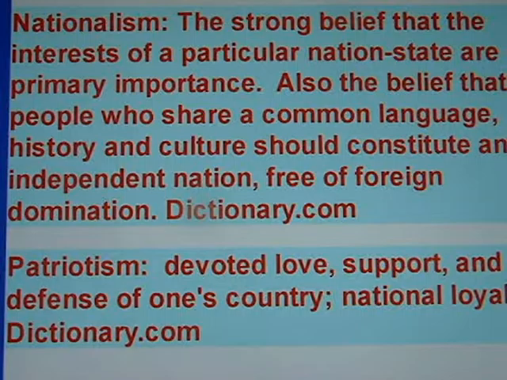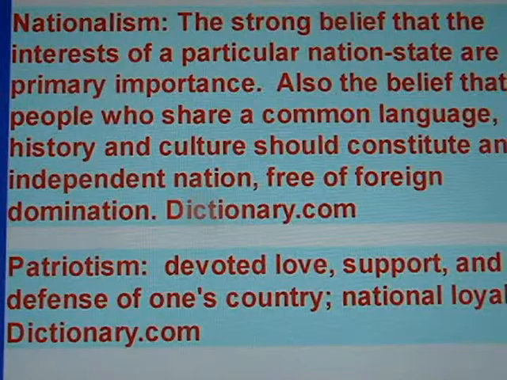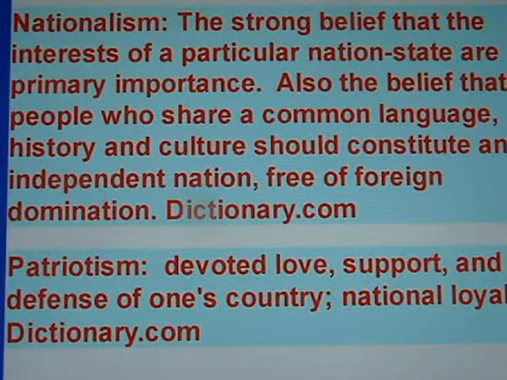But notice nationalism says it's where people share a common language, a culture. They may feel like they should be their own country. That was not a problem in France, Germany, or Great Britain. But let's take a look at Austria-Hungary.